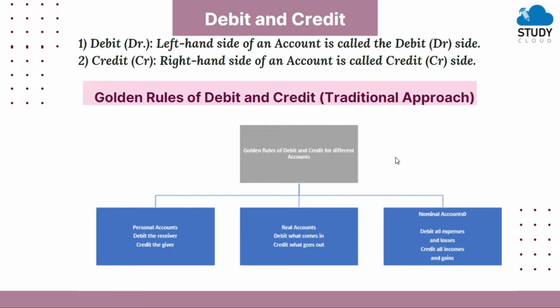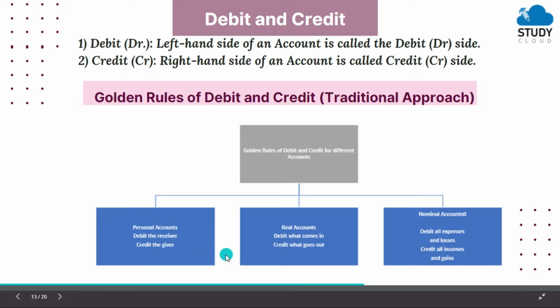As per these golden rules, you will be able to solve various accounting entries or transactions. Without this, to solve accounts will be quite impossible. So you have to learn these rules perfectly. So for the personal account, what is the rule? Debit the receiver, credit the giver. Means you will write the name of the receiver on the debit side and giver on the credit side.